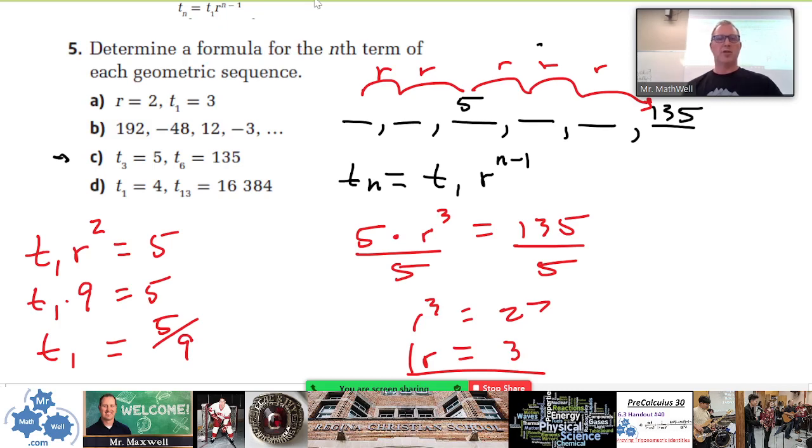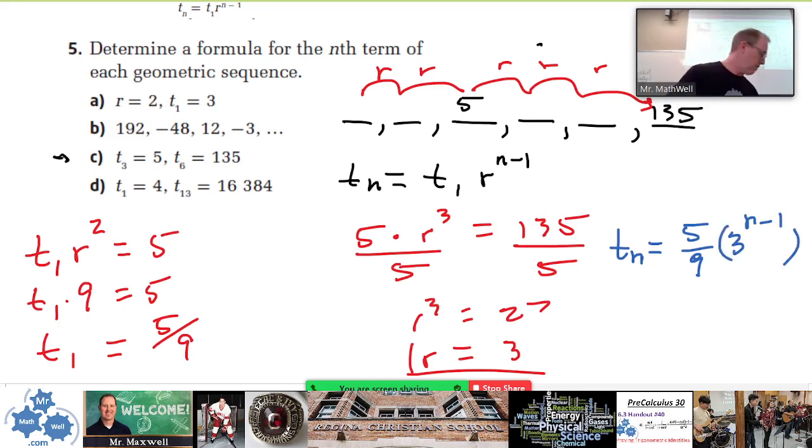So determine the nth term formula. T of n now is 5 over 9 times 3 to the n minus 1. Okay, that's for 5C. Any questions about that? All right.